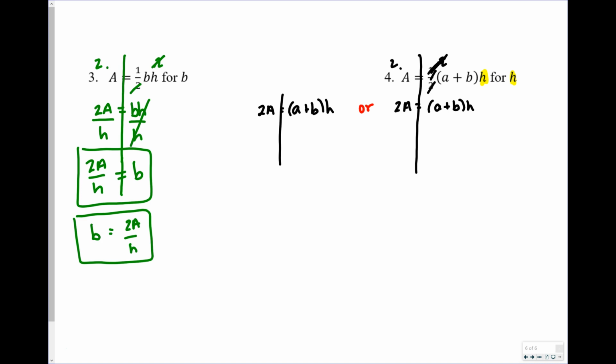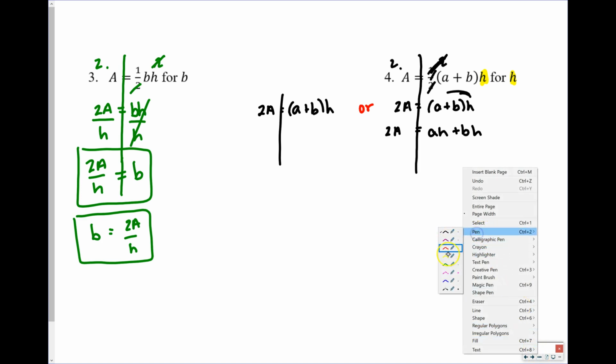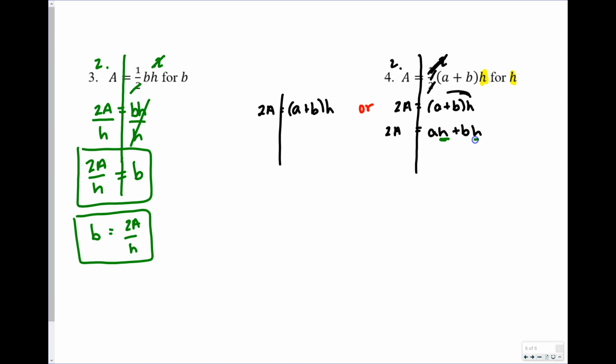The one way that you guys would know is to distribute this h. Let's do that. So I'm going to do ah plus bh, and now I've created a problem for myself. I've created a problem for myself because now I've got h in 2 different places. I've got an h here and an h here. The whole point of this problem was to get h by itself, and now I've somehow duplicated h. I can't combine the ah and the bh because they're not like terms.